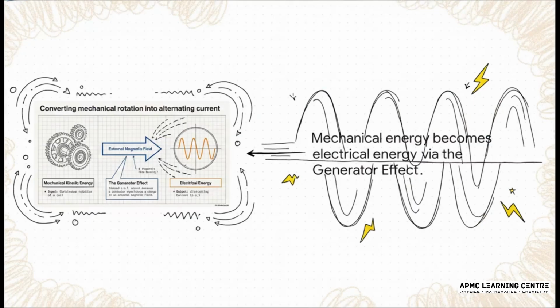At its very core, the whole process is just a beautiful conversion of energy. We start with some kind of mechanical movement, gears turning, a coil spinning around. This kinetic energy gets passed through an external magnetic field, and thanks to something called the generator effect, it comes out the other side as electrical energy, in the form of that classic alternating current wave.